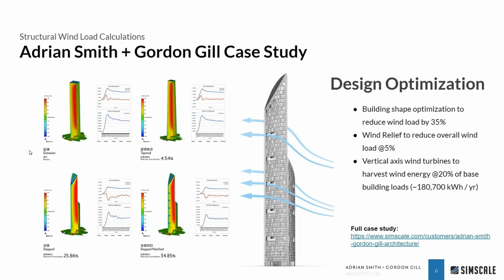35%. What they also could do while using SimScale is additionally add wind relief to further reduce the wind load by 5%, and also evaluate the potential to include vertical axis wind turbines into the building itself and estimate about 181,000 kilowatt hours per year energy production through these wind turbines from the building itself.